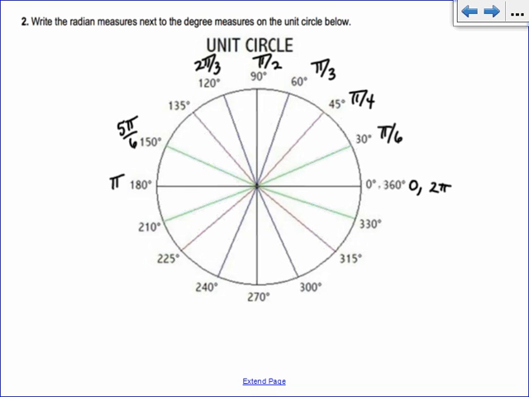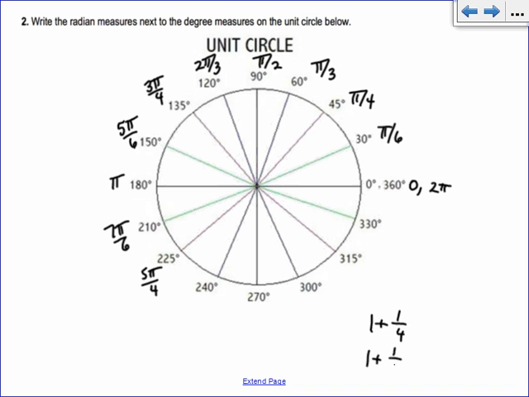How about 135? What do we think? 3 pi over 4, because it's 3 of those 45s. All right, and we continue to fill in. So I'll do these. 7 pi over 6. This one's going to be, what do you think? It's pi over 4 past pi. So if you do 1 plus 1/4, 5 pi over 4.